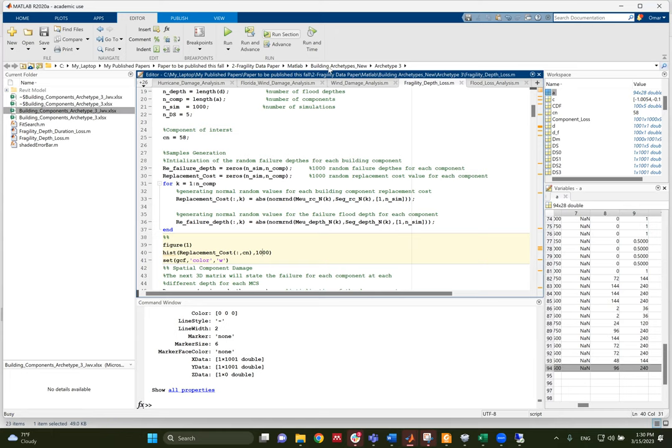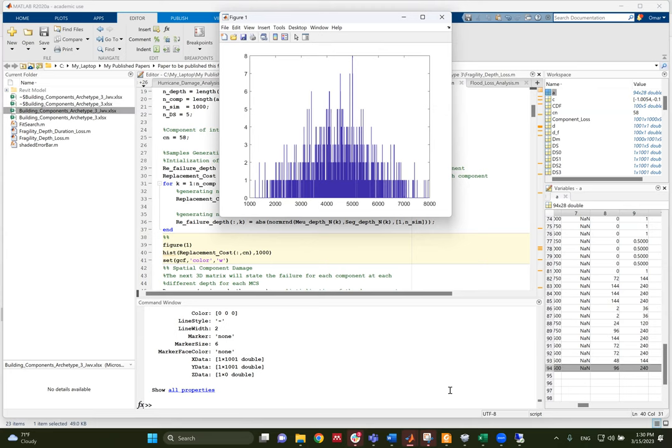Yeah, so this is how the replacement cost of the 1,000 components looks like. You have one component that has a value of 1,000, two that have a value of 2,000, one that has 3,000. But here the maximum is around 5,000. Each line of these represents one value for one component.